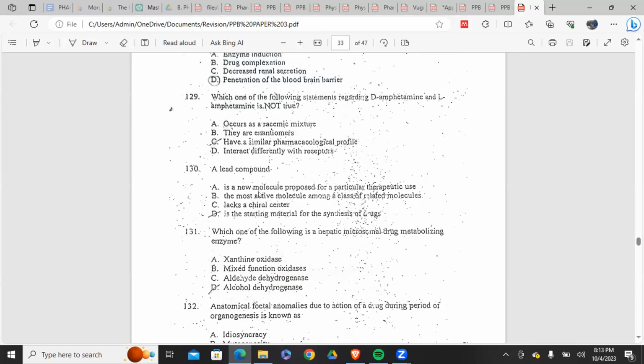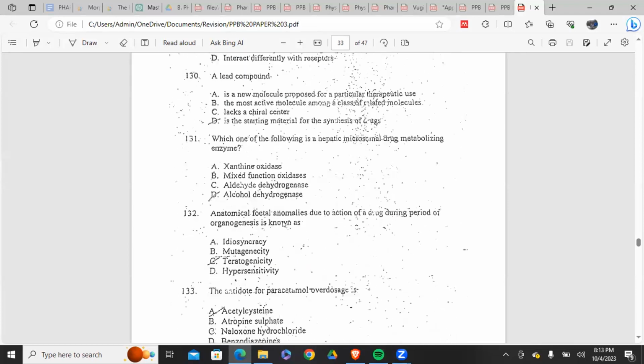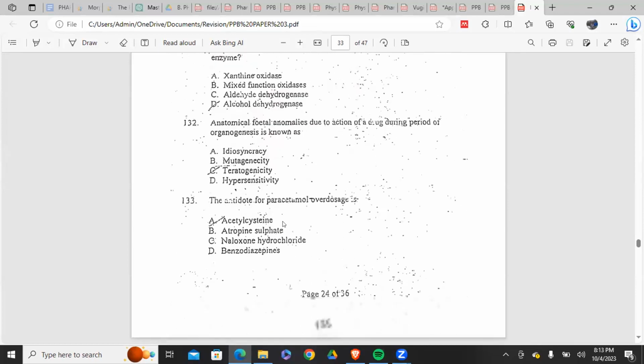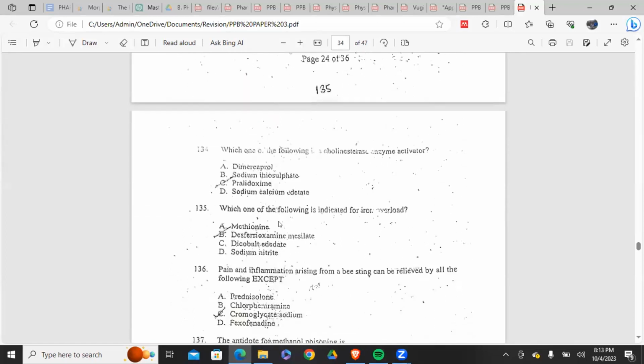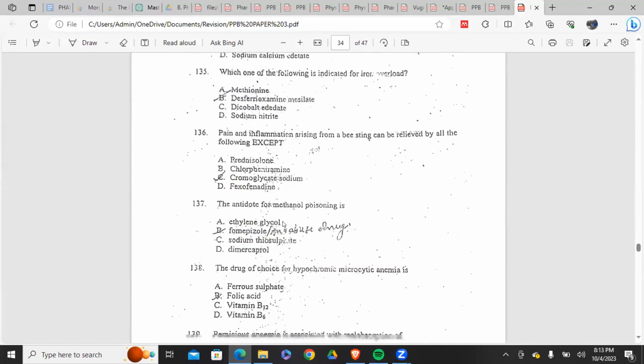A new molecule proposed for a particular therapeutic is, yeah, that also here, sounds right. I haven't heard Sako. A minute. The following is okay. Okay.